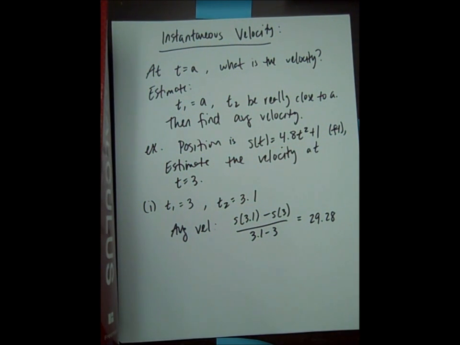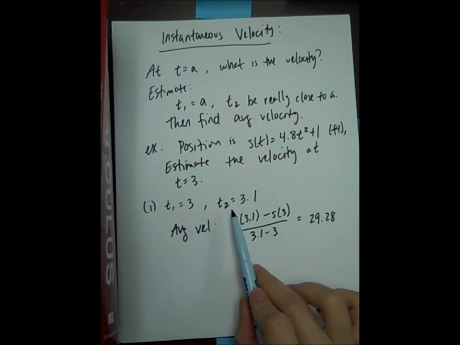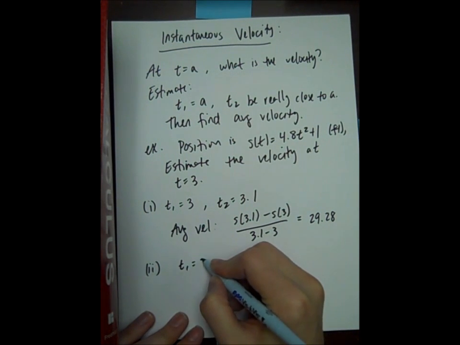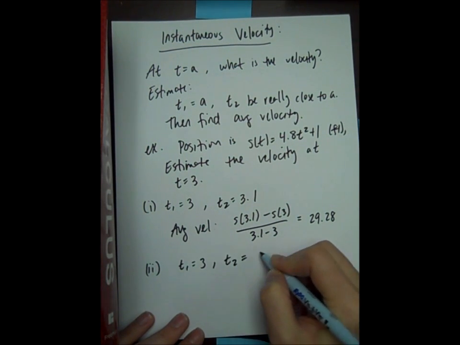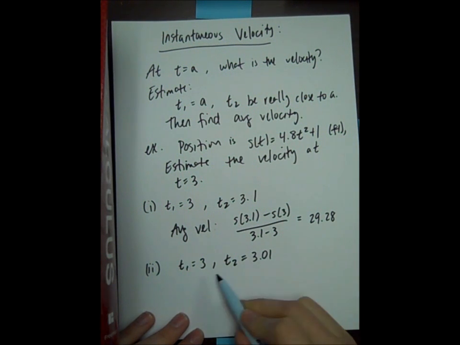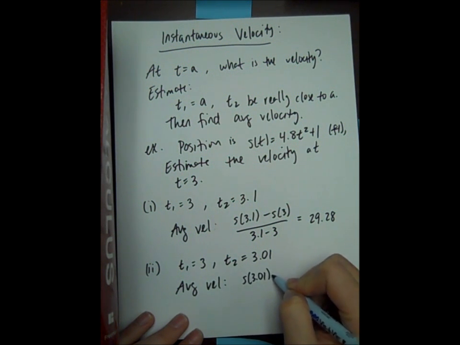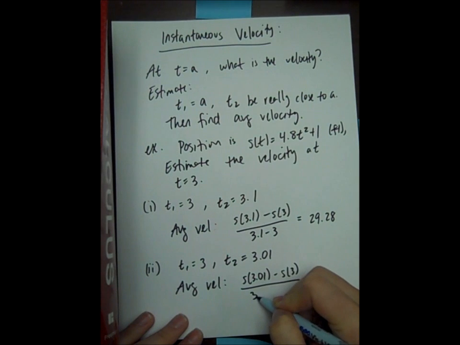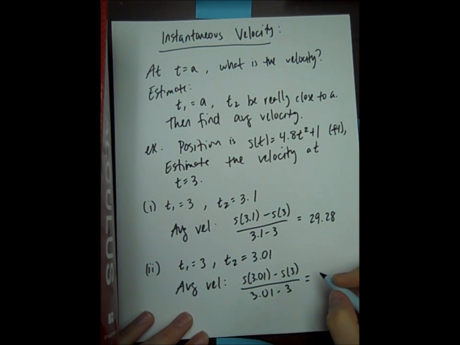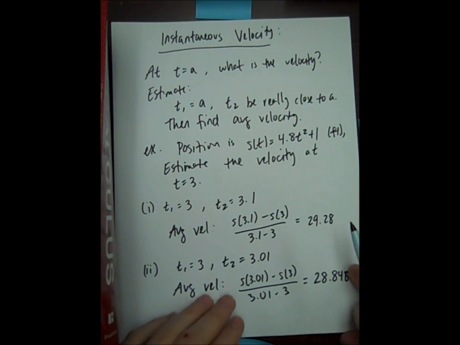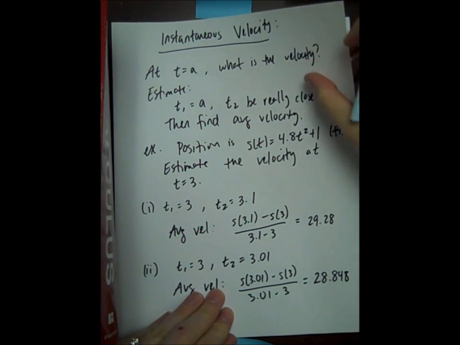Was that the best estimate that we could have made? Well, no, I could have chosen my T2 to be much, much closer. So let's try to make a better estimate. Let's let, again, my T1 be 3, but this time let's let T2 be 3.01. So that's much closer to 3. This time, what do I get for the average velocity? I get S of 3.01 minus S of 3 divided by 3.01 minus 3. Plug that in, you get 28.848. Again, how am I finding these numbers? I'm just plugging these into my formula. So this is a better estimate because the T2 was closer.